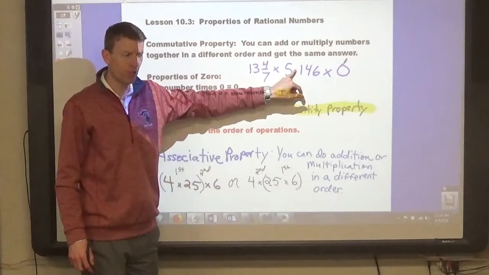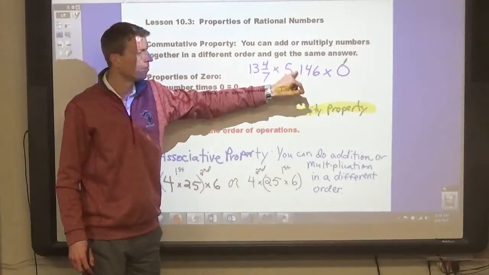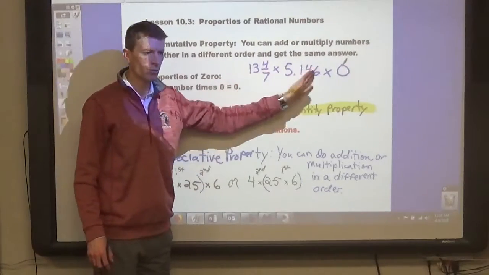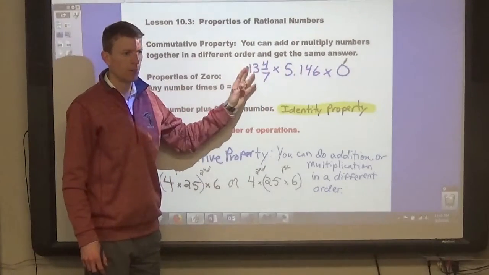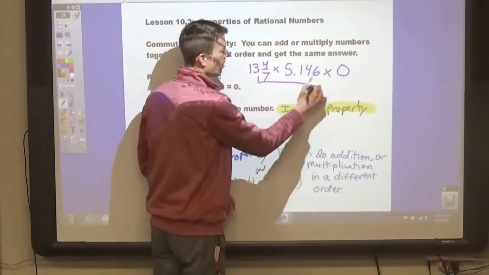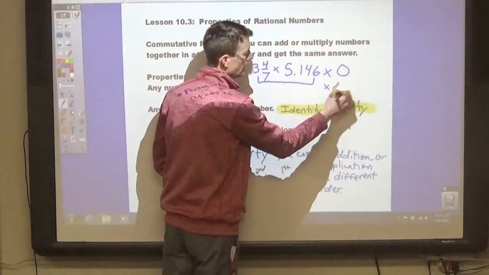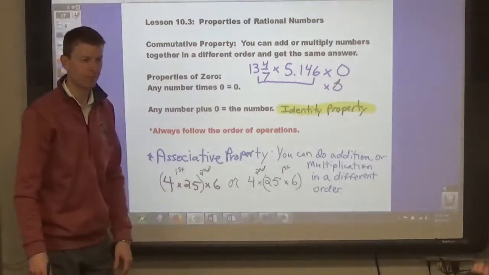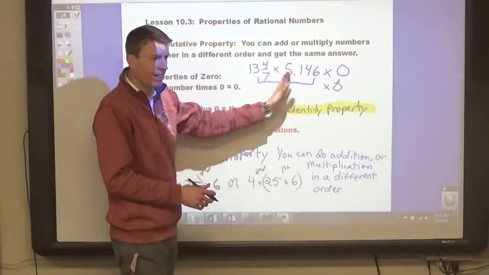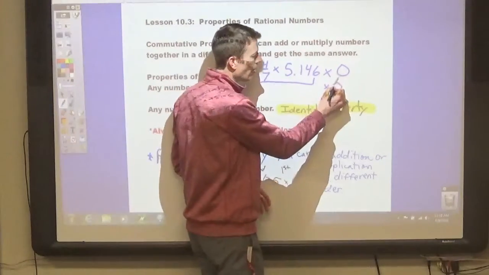Why would you want to do that first? No, because you always go right to left. No, you don't always go right to left. You work left to right. But what do you know about this answer times 0? There's no point because it's just going to be 0. Exactly. There's no point in finding this answer because it's just going to be 0.